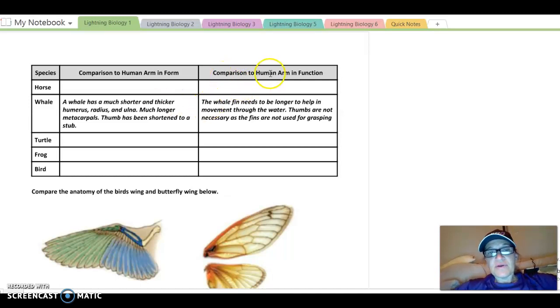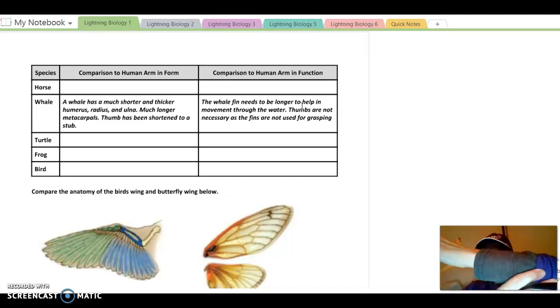When we look at comparison to the human arm in function, the whale fin needs to be longer to help it move through water, and so it's spread out. So those phalanges, those metacarpals, can actually spread out in comparison to the arm bone. And thinking about pushing through water, when we swim, we use our hands to help us push ourselves through water. A whale doing that, that's what it needs to be successful.